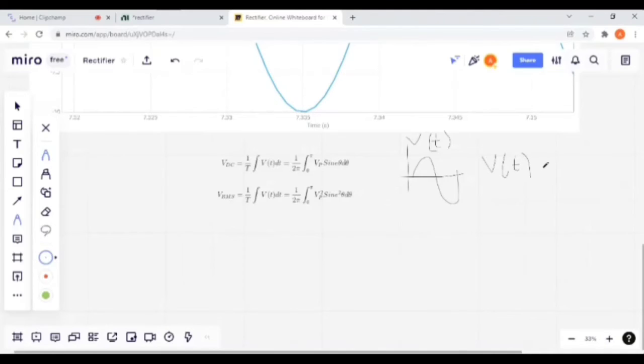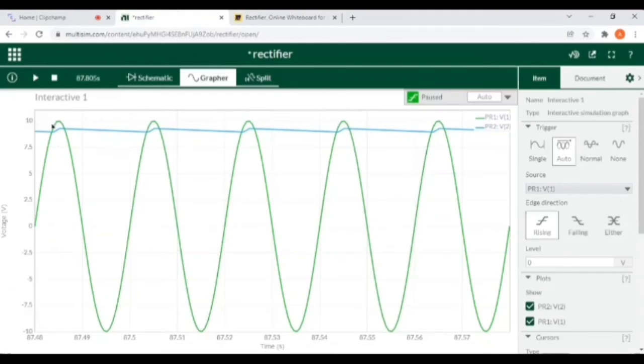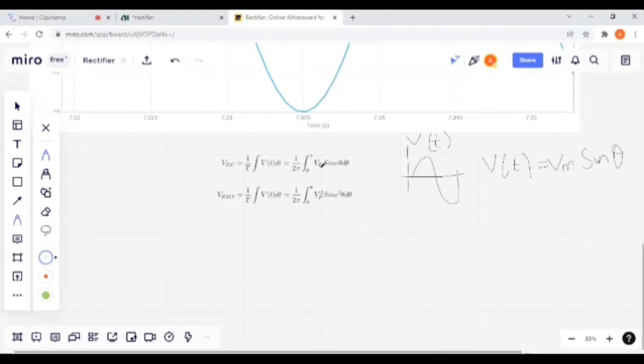Vt is equal to Vm or VP. VM or VP is the same. VP is peak voltage and VM is maximum voltage. VM sin theta, and we will integrate this. The peak or maximum voltage is 10 volt. So substitute 10 here, and the period is 2 pi because it repeats after 2 pi or 360 degree angle.